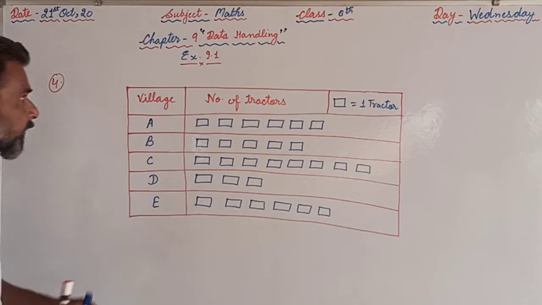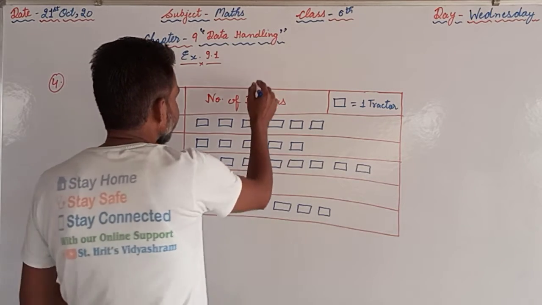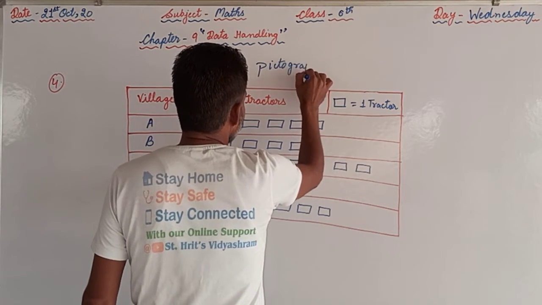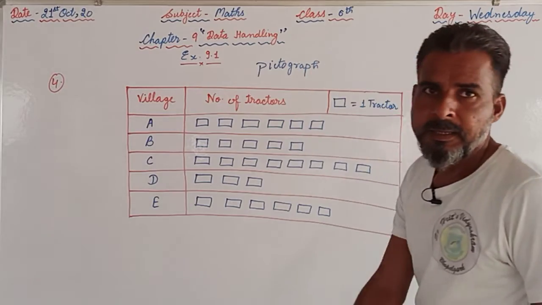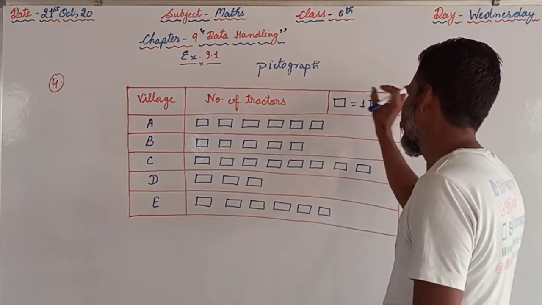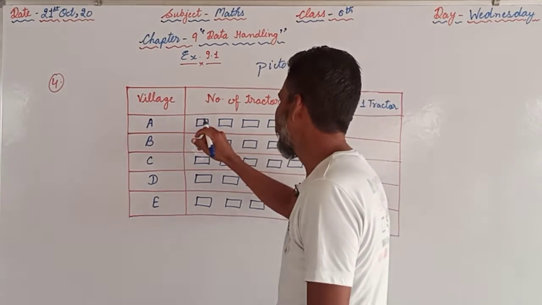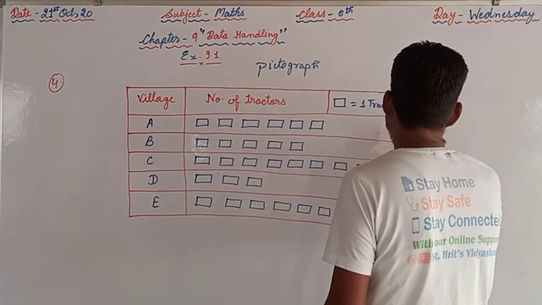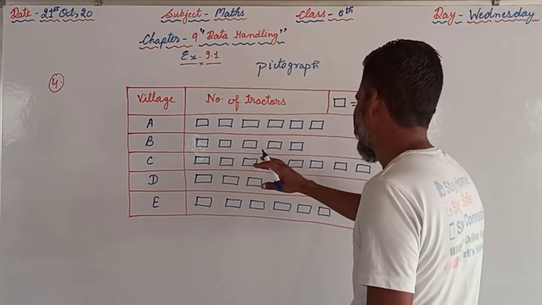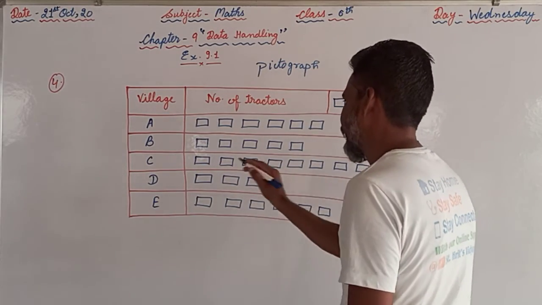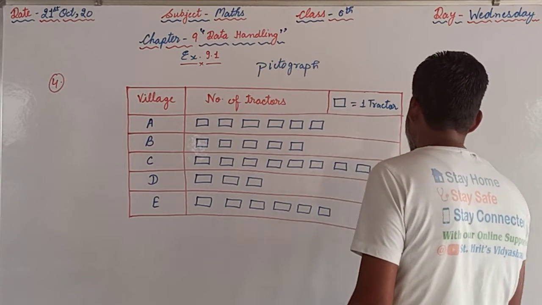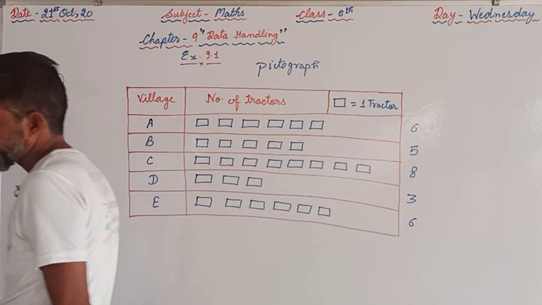What is that? Pictograph. In the pictograph the tractor has been used to display the number of tractors. One diagram equals to one tractor. So in village A, 6 tractors are there. In village B, 5. In village C, 1, 2, 3, 4, 5, 6, 7, 8. In village D only 3, and in village E 6. These are the number of tractors.